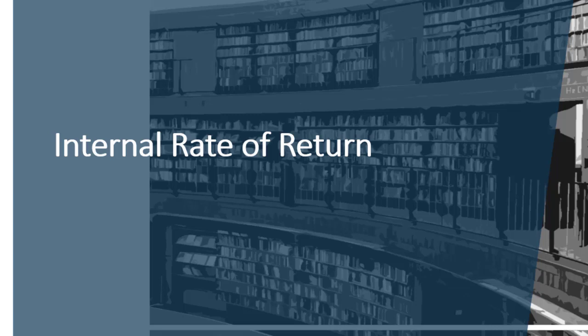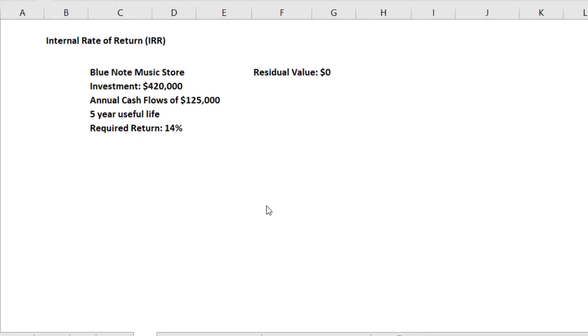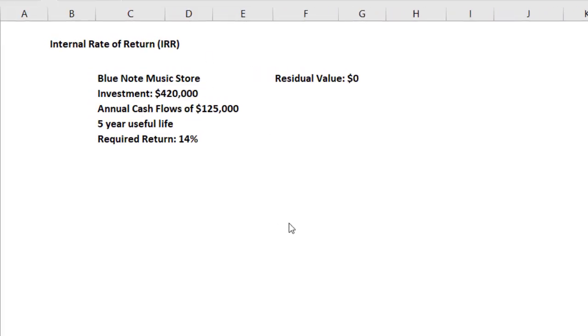Another tool we can use is called the internal rate of return. With the internal rate of return, we'll see what the rate of return actually is, and then we can compare it to the minimum return. So in calculating the internal rate of return for the Blue Note Music Store, we have to make a little bit of change. We're going to look at a simplified version of internal rate of return. We change the residual value to 0.